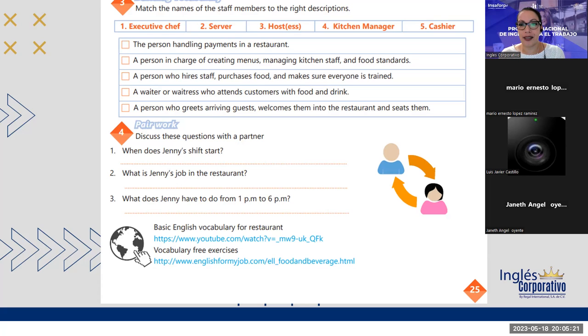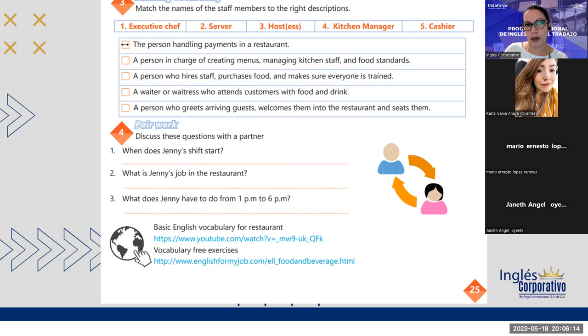Yes. Excellent. So the first is number five, cashier, the person handling payments in a restaurant. Second, volunteer. Kitchen manager. Excellent. Number four, kitchen manager. Thank you so much, Victor. Next. Number one. And for me the two was the one and the three was kitchen manager. Okay, let's take notes here.